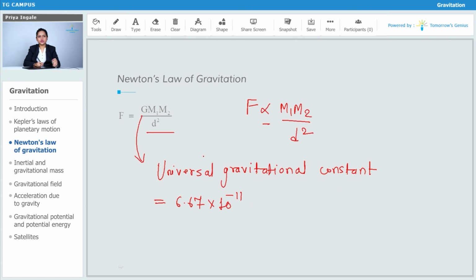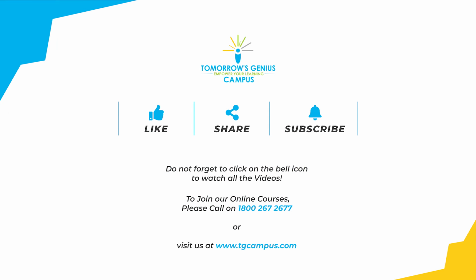What should be the unit? The unit can be calculated with the mathematical expression. G is given by F d square by m1 into m2. Correct. That means the SI unit is Newton meter square per kg square. So this is the experimental value of the universal gravitational constant.